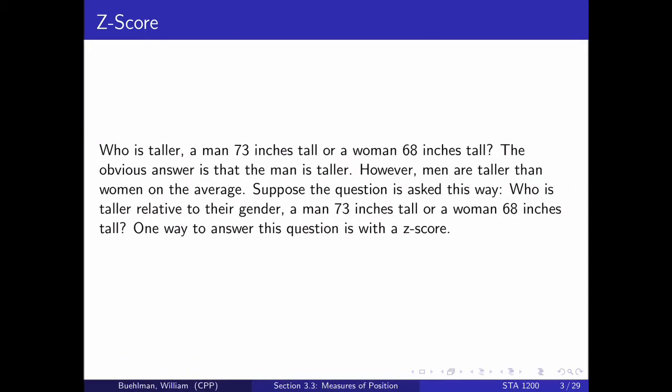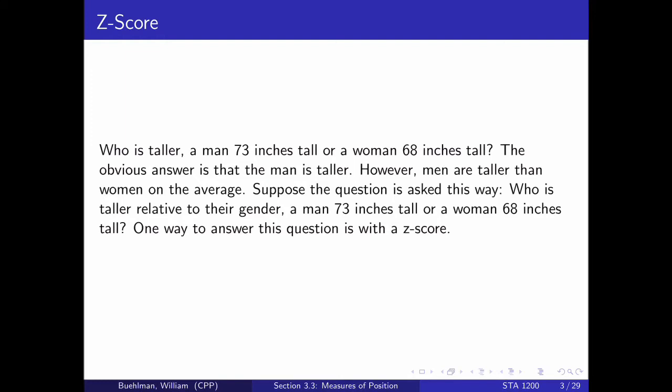The first thing we're going to cover today is z-score. So let's say we had a question and we were wondering who's taller, a man that's 73 inches or a woman that's 68 inches. Well, the answer here is pretty obvious. The 73-inch man is taller because 73 is larger than 68. However, men are taller on average than women are. So now suppose we change the question, we ask, who is taller relative to their gender? Is the 73-inch man taller relative to his gender, or is the 68-inch woman taller relative to her gender?